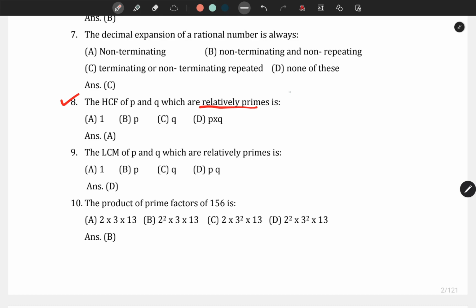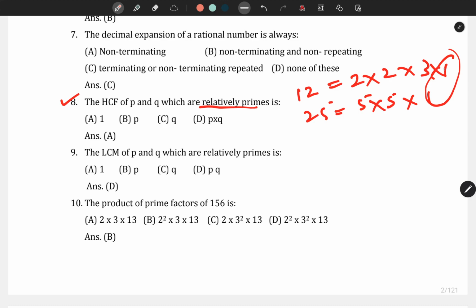For example, if you take any non-prime number or prime number, say let me take 12. If you factorize 12, you will get 2 into 2 into 3. And 25, which is another number, if you factorize, you'll get 5 into 5, and of course 1 also. So if you take this type of numbers which do not have any factor in common, if you look at these two numbers, we don't have any factor in common other than 1. Only 1 is common. These are called relatively prime numbers or co-prime numbers.